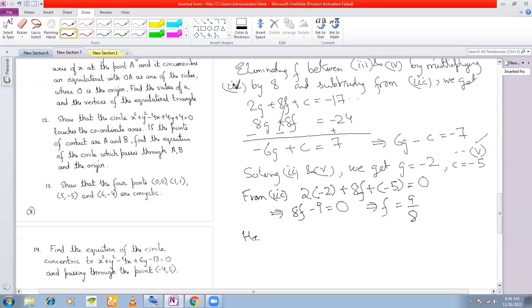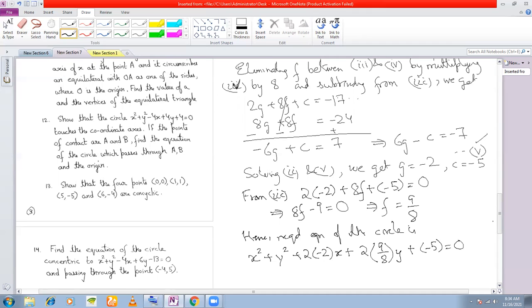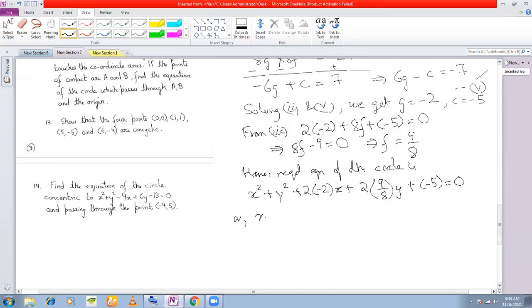Hence, what is the required equation of the circle? Required equation of the circle is x square plus y square plus 2gx plus 2fy plus c is equal to 0. This is the required equation of the circle. And you can simplify this to get 4x square plus 4y square minus 16x plus 9y minus 20 is equal to 0. Any question here?